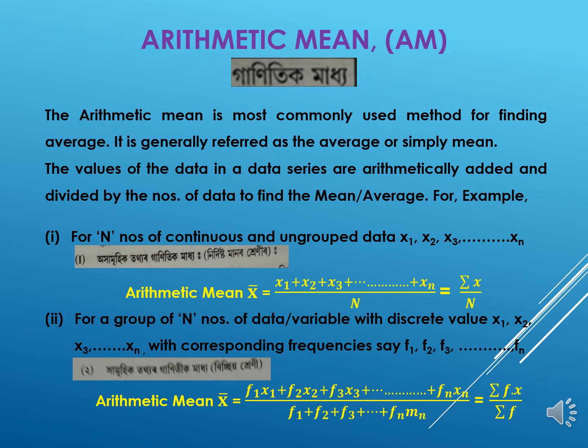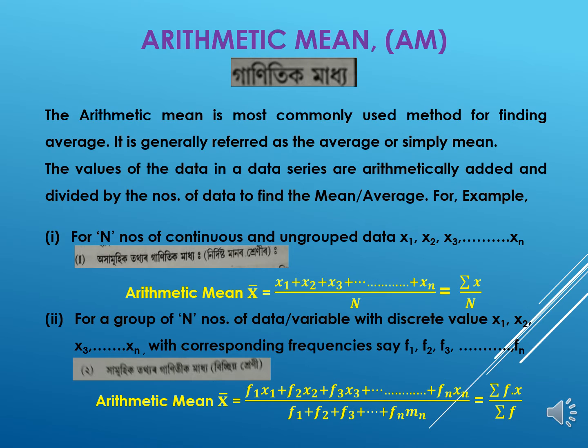Arithmetic mean method, গাণিতিক মাধ্য. The arithmetic mean is most commonly used method for finding average. It is generally referred as the average or simply mean. The values of the data in a data series are arithmetically added and divided by the numbers of data to find the mean or average. Arithmetically added means the data can be having positive or negative value. For example, one data can be +1 or -1. So in a data series we have to add it arithmetically.